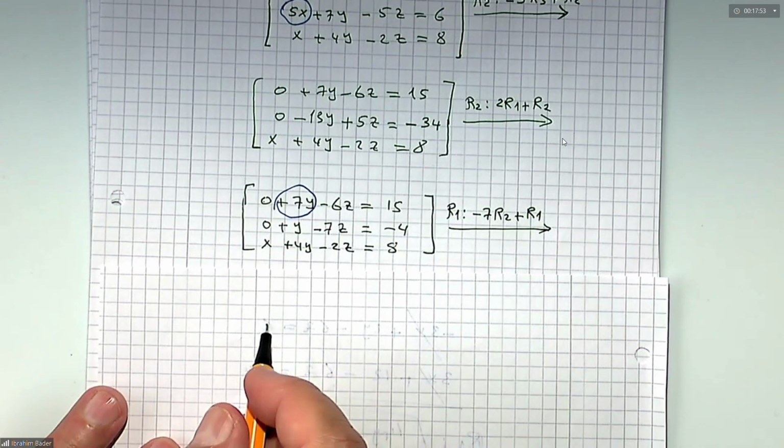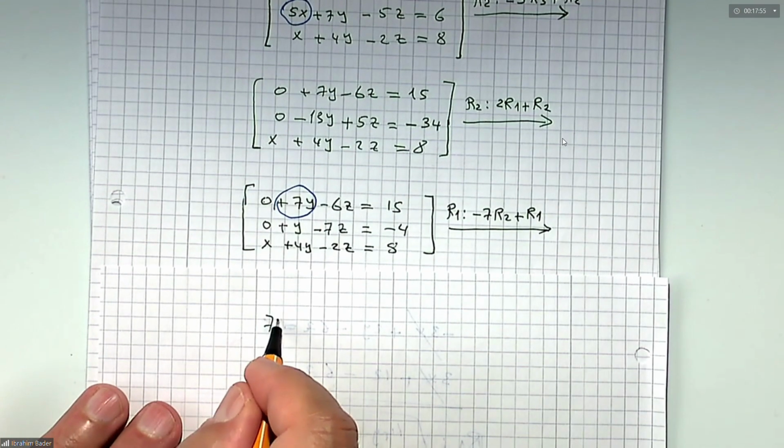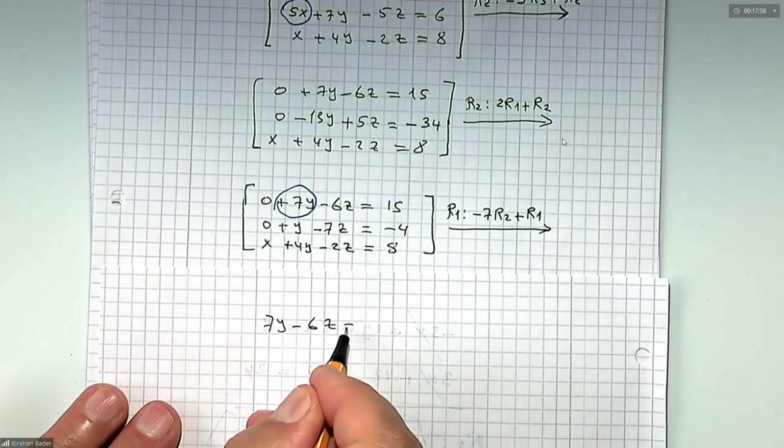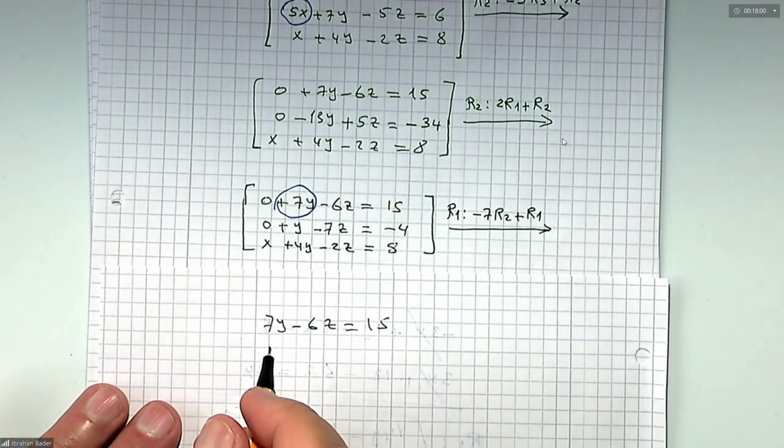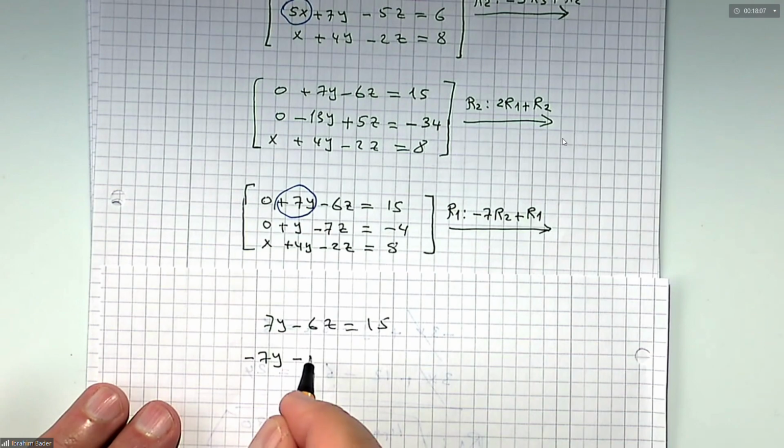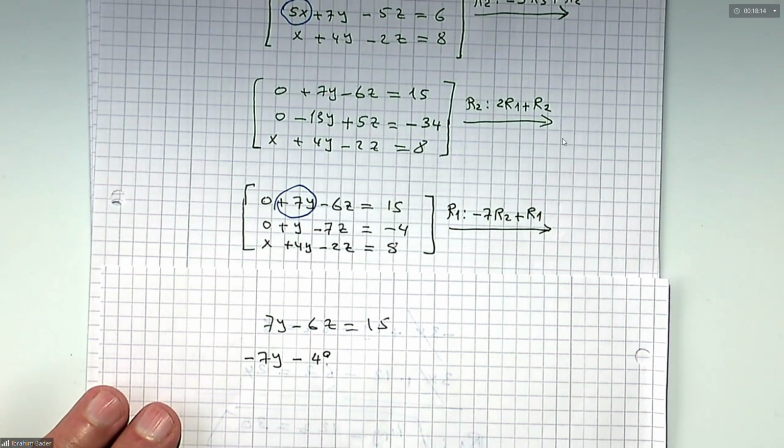So I have here row 1 is 7y minus 6z equals 15. Second row multiplied by negative 7 will become negative 7y, negative 42... right? Oh, hold on, is it 6 or 7 there?